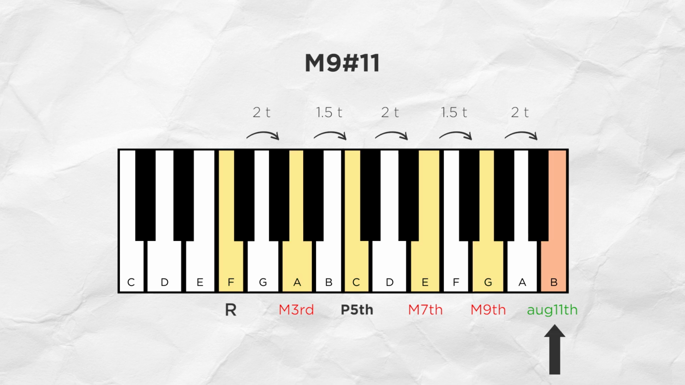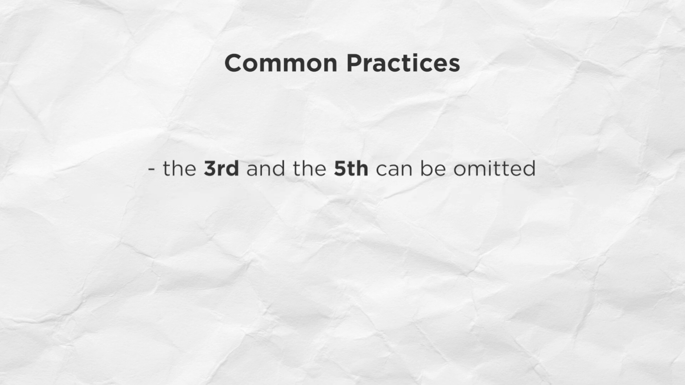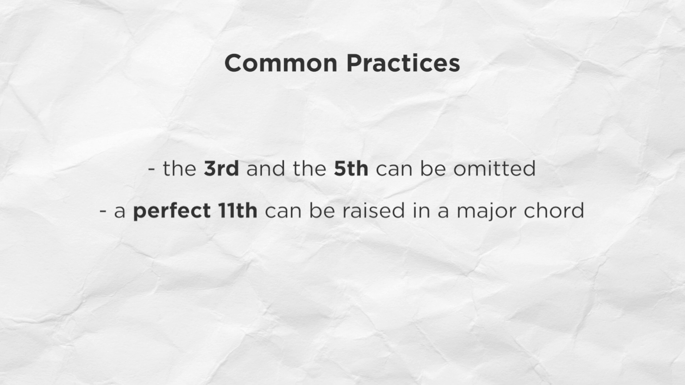And lastly, if we raised the 11th, it would then be only 1 semitone away from the perfect 5th, which also creates a dissonance that you sometimes want to remove. So it's also common to omit the 5th of the chord to avoid the dissonances with the 11th. So to sum it up in a simplified way, we don't always play all the notes of an 11th chord. To reduce dissonances, it's common to remove the 3rd or the 5th. And if the chord is major, you can raise the 11th by a semitone.